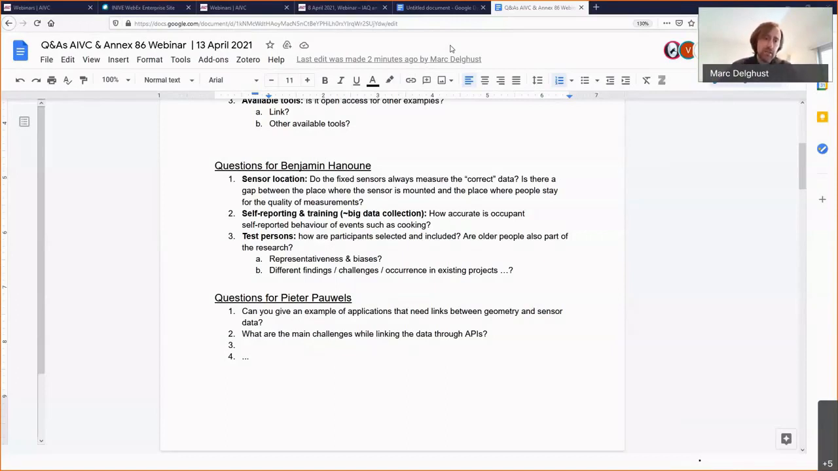But of course, the application is crucial, and that's why we also need the companies, and we will look at those application cases. So I think that is also one of the big challenges.